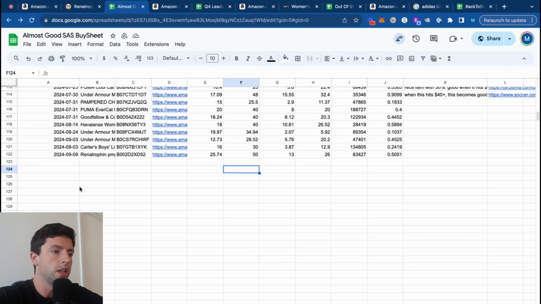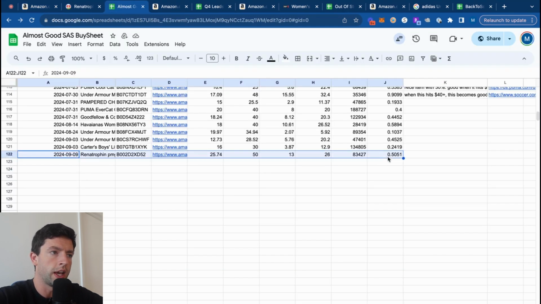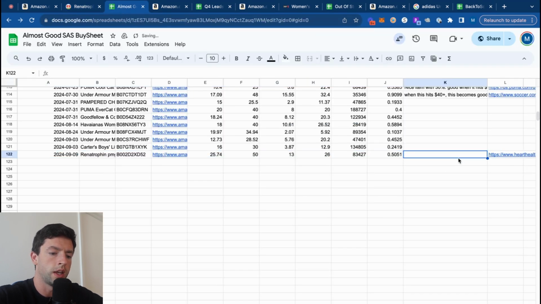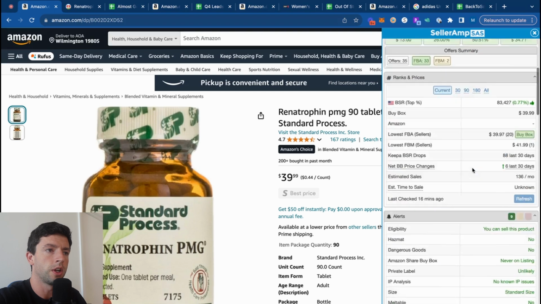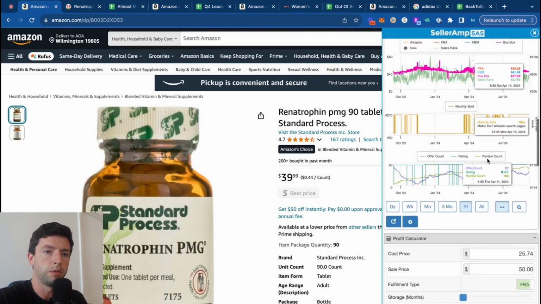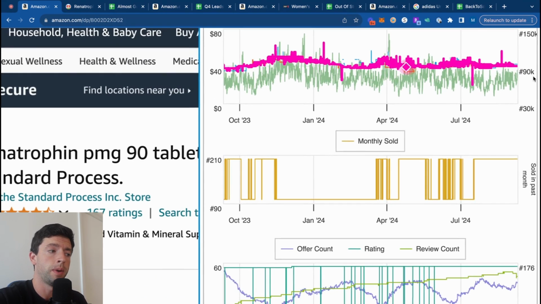Now we can see this one-click exports out right here. And we can even add the source link in here as well and say lots of history at 45 plus, buy cost 25, right? And then all you need to do is once a week, or have a virtual assistant come in here once a week or once a month, and check if any of these items have now become profitable. Because taking a look at that Keepa chart, we can see this was nice and profitable at several times in the past year.